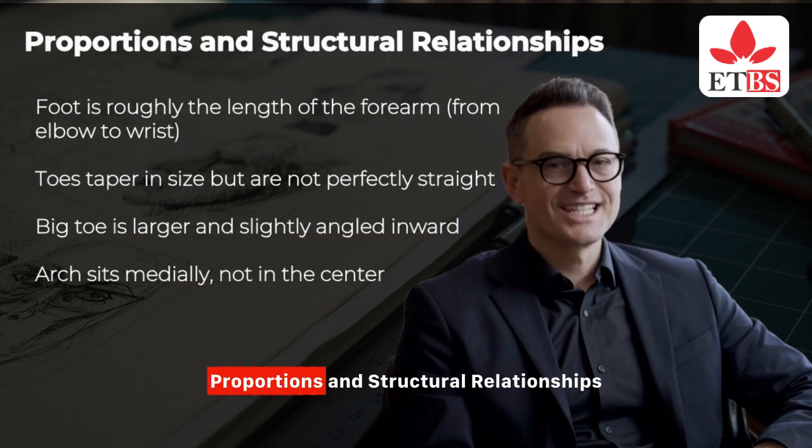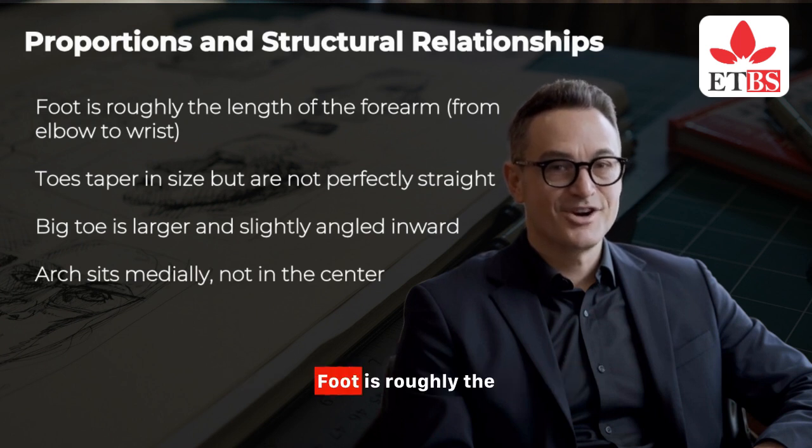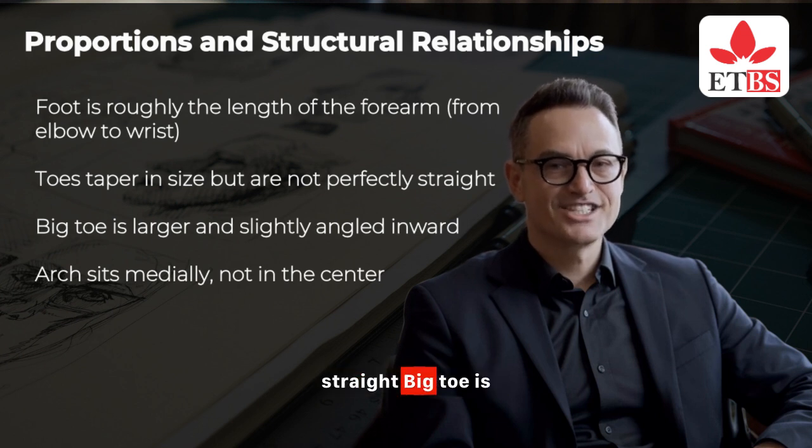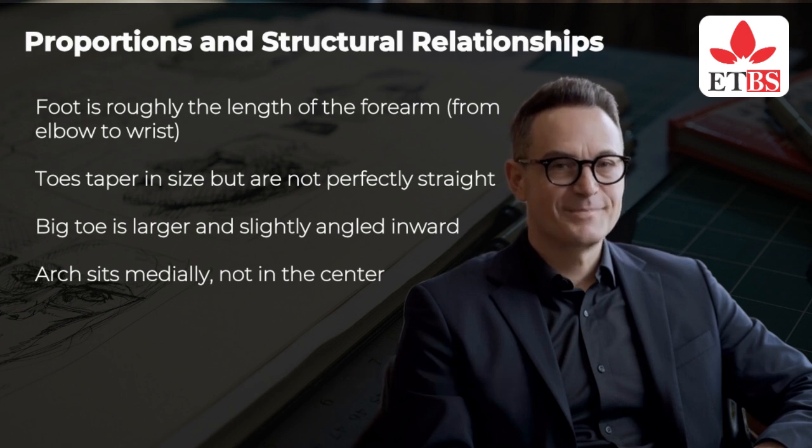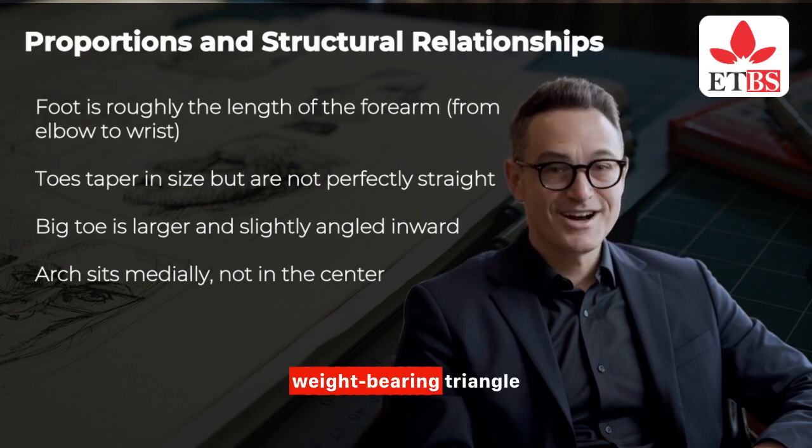Fifth, proportions and structural relationships. The foot is roughly the length of the forearm from elbow to wrist. Toes taper in size but are not perfectly straight. The big toe is larger and slightly angled inward. The arch sits medially, not in the center. The ball of the foot and heel form the main weight-bearing triangle.